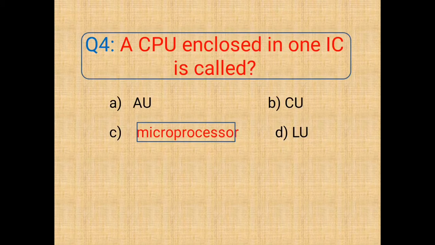Question number 4. A CPU enclosed in one IC is called. IC stands for integrated circuit. A, AU. AU means arithmetic unit. B, CU. CU stands for control unit. C, microprocessor, and D, LU, logical unit. So the correct option is option C, microprocessor.